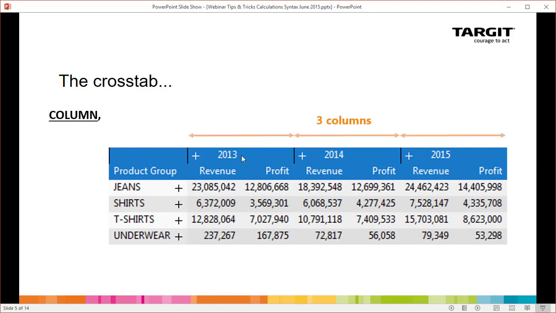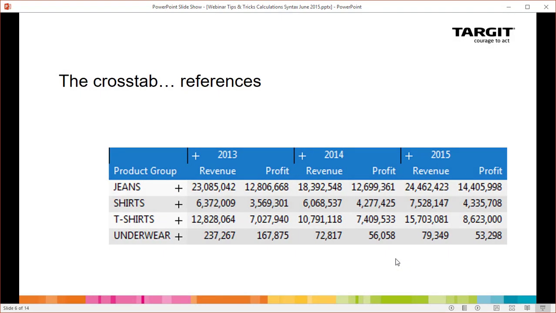Now, how many columns do we have? We do have 3 because we simply count the number of dimension members, so number of years, and the same goes for rows. So we got 4 rows here: jeans, shirts, t-shirts and underwear. And then we got those 2 measures, revenue and profit, being repeated for each of my years, like you see here. Now, knowing this information, we can then start to refer to these columns.